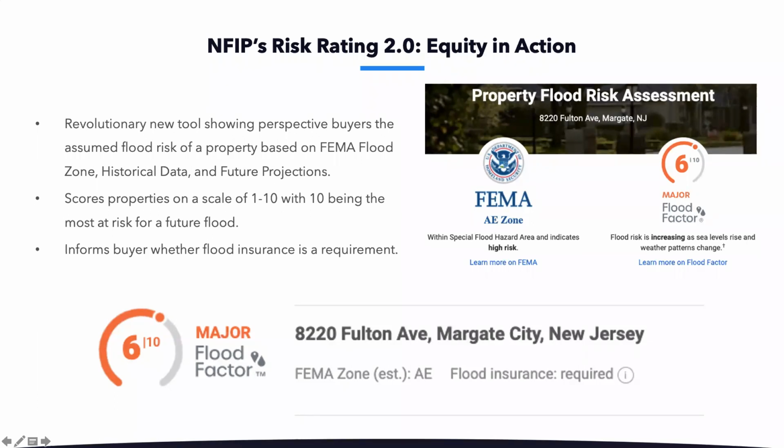So I gave a quick example here. This is a property in Margate City, New Jersey, down along the southern Jersey shore. This property is being rated 6 out of 10. It's in an AE zone and doesn't have any history of flood damage, but due to rising sea levels and how close it is to the potential flood source, Flood Factor is rating this at 6 out of 10 for potential flood risk.